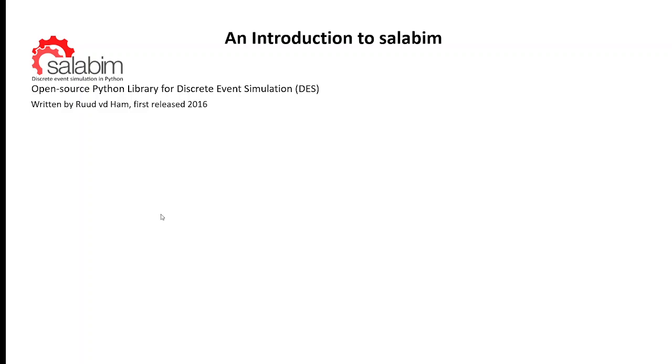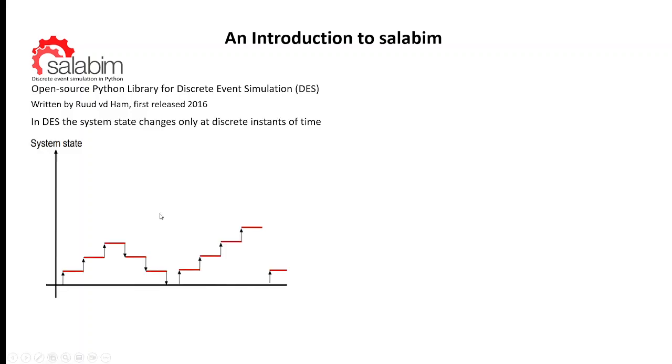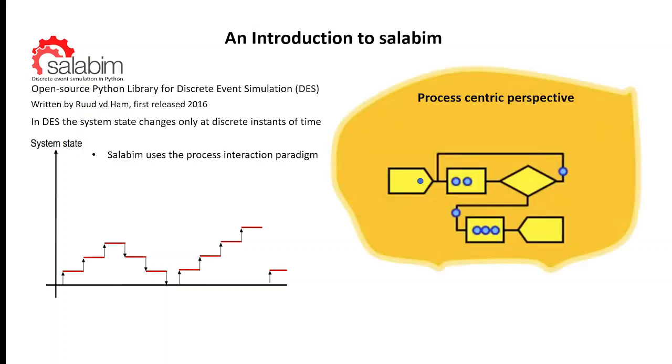Okay, let's start talking about discrete event simulation, where the system state only changes at discrete instances of time, and in between we assume nothing happens. And in Salabim, to model this, we use the process interaction paradigm or the process-centric perspective. And it is like we have these passive entities that are going through a system of logic. It's also called the process-centric perspective.